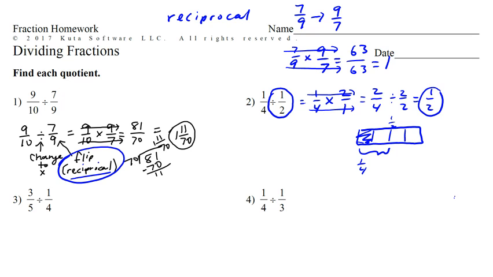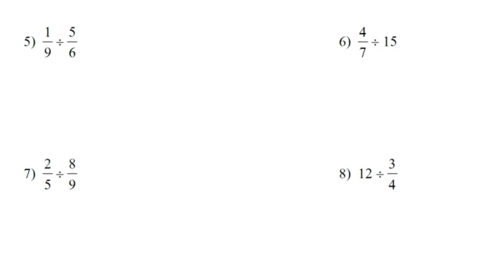Let's go down to number 4. We'll change color so we don't get them confused. All we're doing is changing the second half. So this becomes 1/4, and we're going to multiply it by the reciprocal, 3/1. Then 1 times 3 is 3, 4 times 1 is 4, and I cannot simplify that fraction. So there's my answer. 1/4 is 1/3 of 3/4. All right, so let's keep going.